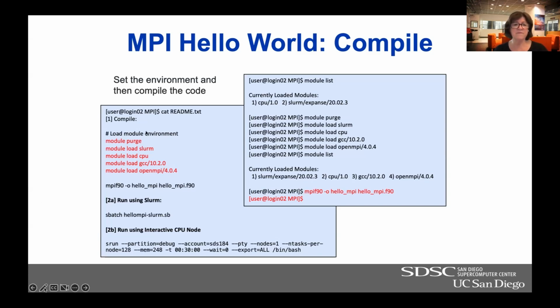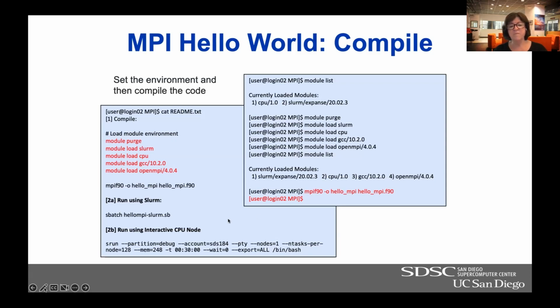All right, here is a simple hello world. This is the README file with the module list that we suggest, and then the command, and then run using Slurm or run using the interactive CPU node. Now, this is in a GitHub repository. It was written on a certain date and time. It's entirely possible this command does not work exactly. That's when you go to the user guide, get the most recent command, use it, and then try it.